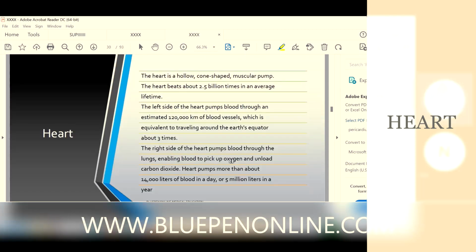So the layers of the heart are over, pericardium is over. Next we'll move to the heart.